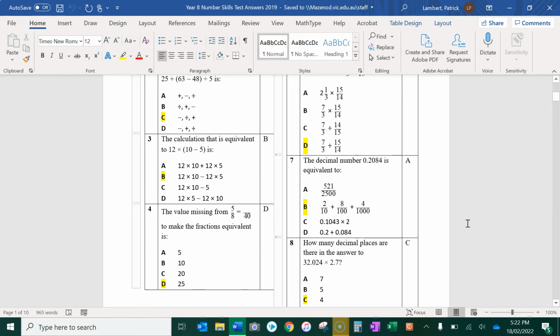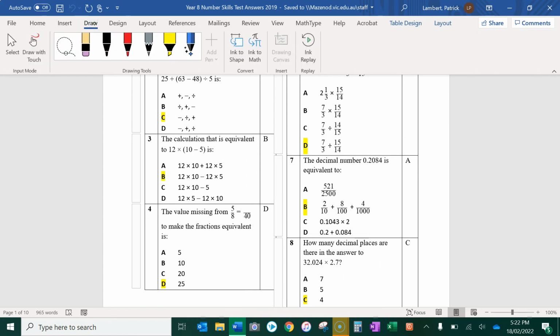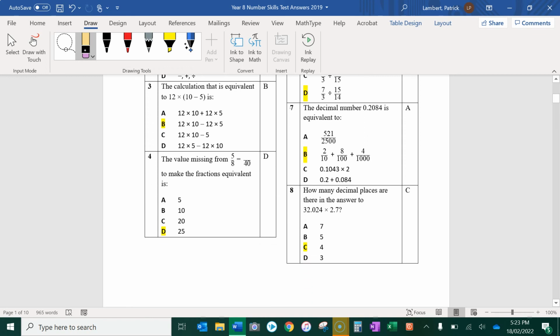Now you consider this one here to be without a multiplying sign, so it'll be 12 times 10 minus 5. Whichever way you do it, 10 minus 5 is going to be 5. 5 12s are 60. So it's going to be B, 12 times 10 minus 12 times 5, 120 minus 60 will be 60.